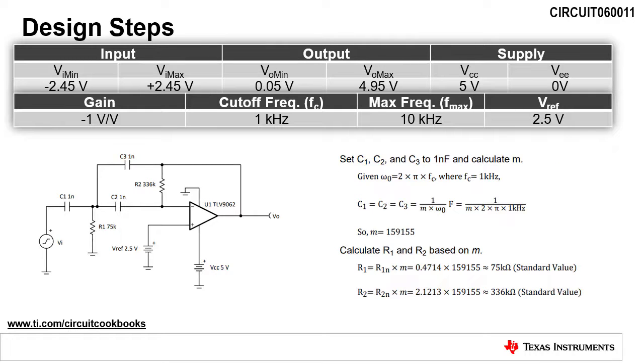Now let's calculate our scaling factor, m, and resistors R1 and R2. For this filter, we're going to select the capacitor values first. In this case, let's pick a standard value of 1 nanofarad for C1, C2, and C3. Given the cutoff frequency design goal of 1 kHz, we can use the equation to calculate our scaling factor, m. The value of m is 159,155. Now we can use the scaling factor, m, to calculate R1, which is equal to 75 kiloohms, and R2, which is equal to 336 kiloohms.